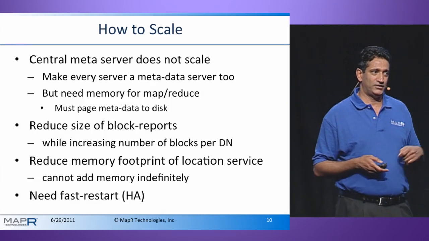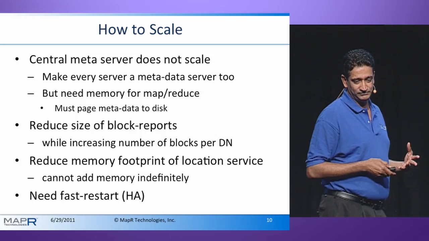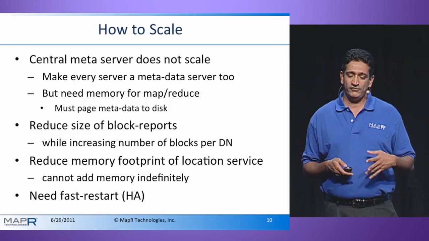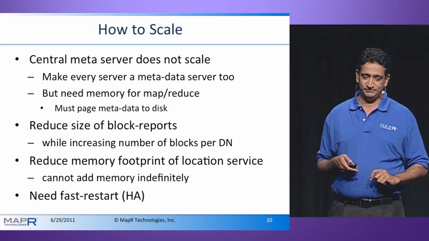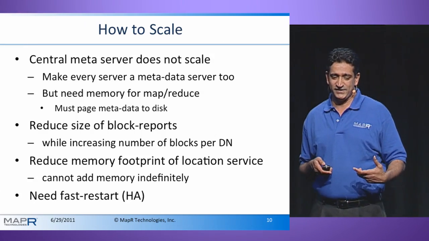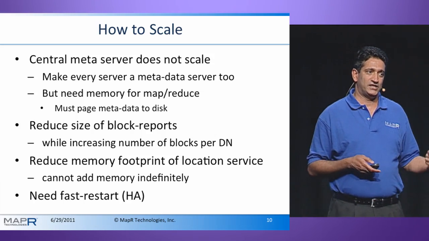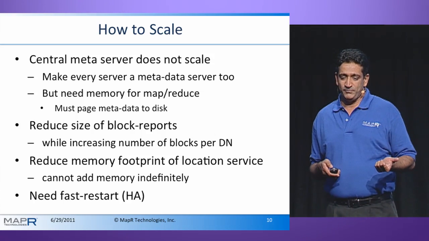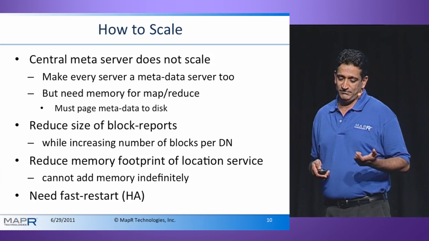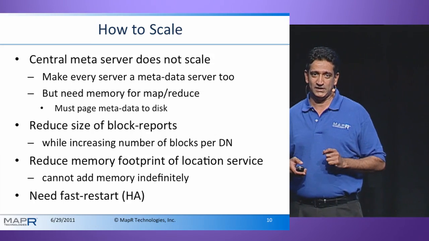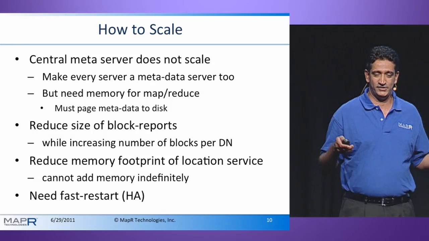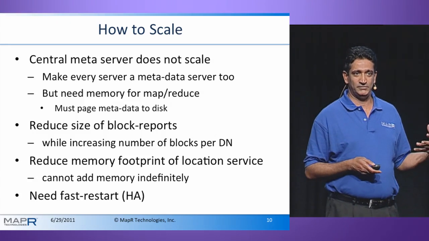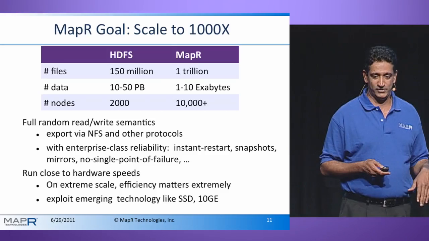So we came to the conclusion that central metadata servers don't scale. So let's make every server a metadata server. But we need memory for MapReduce, so we have to page this to disk. We wanted to reduce the size of the block reports while increasing the number of blocks per data node. So is there any way to do that? And reduce the memory footprint of the location service, because after all, you cannot keep on adding memory to a box. It's going to eventually blow up. And there's only so many DIMM slots. And you need really fast restart, because if you want to be highly available, fast restart is extremely important.